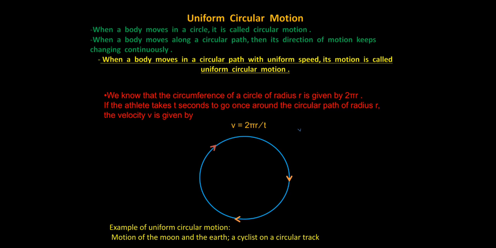A few more examples of uniform circular motion are the motion of the moon around the earth, and a cyclist on a circular track. In your course you have only an elementary introduction to uniform circular motion. More about it you will study later on. So this is the end of this chapter 8.